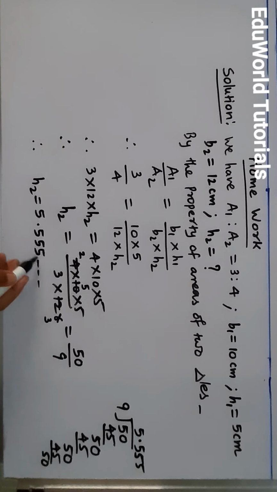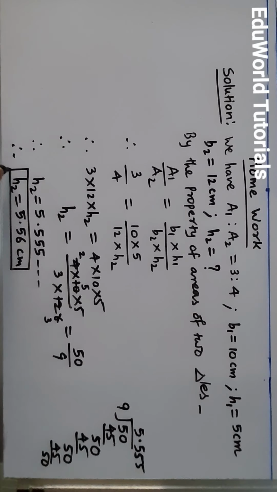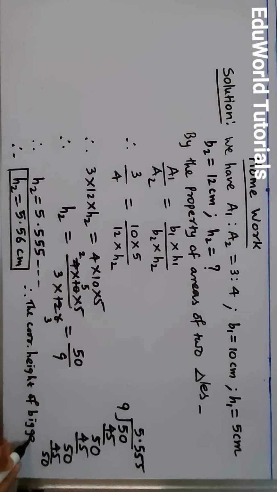Now how to round it off? We know the rule of rounding off. Cut the third digit. If it is equal to or greater than 5, then cut it and increase the previous digit by 1. So it is 5.56 centimeter. This is the corresponding height of the bigger triangle. So our answer is the corresponding height of the bigger triangle will be 5.56 centimeter. Understand? This is how we have to write.